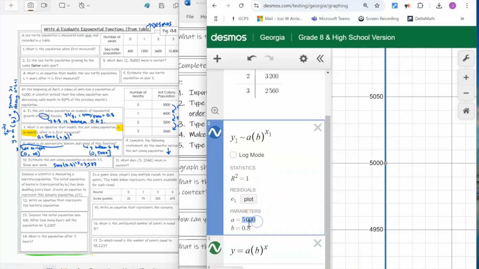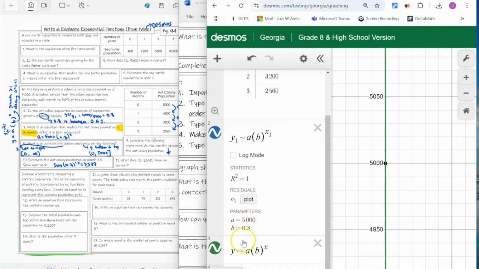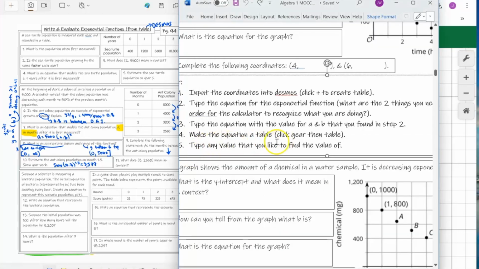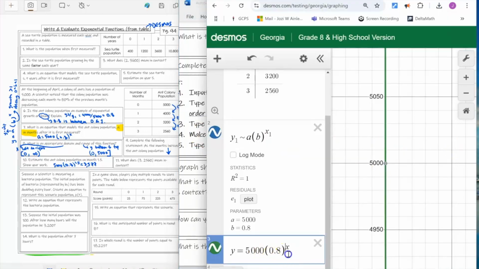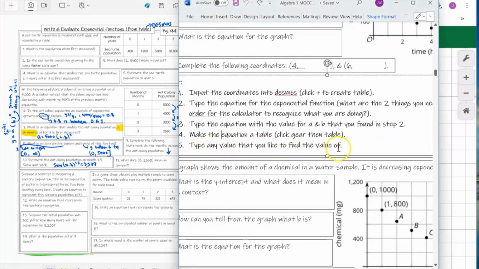As soon as you do that, it gives you your start. So now we're going to check our answer, which was 5,000 right here. And then our B, which is 0.8. And then it says type in the equation with the value of A and B that you found in step 2. So here's my A is 5,000 and my B is 0.8. Then it says make the equation a table, click gear, then table. So I can come here and make it a table. That way I can find any value that I want, right? So type any value that you like to find the value of.